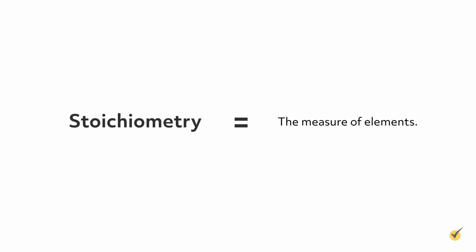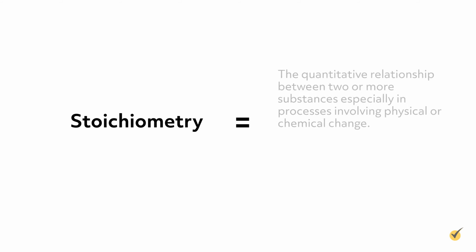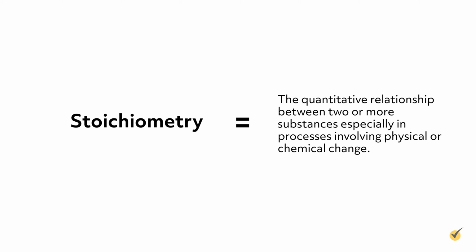The word stoichiometry, translated from Greek, literally means the measure of elements. The dictionary definition is the quantitative relationship between two or more substances, especially in processes involving physical or chemical change. Basically, we're looking to equate all the components in our chemical reaction with each other. So if you have X grams of propane, you can make Y grams of carbon dioxide.